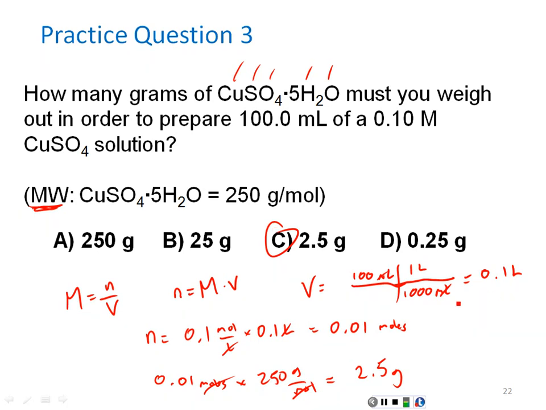Now, it's probably best if you actually write out your conversions, but eventually you'll probably be able to convert really just in your head and know that 100 milliliters is 0.1 liters. Going from milli or kilo should become pretty easy for you. But remember, if you're uncomfortable with that, just write out your conversion factors like this and do the dimensional analysis.